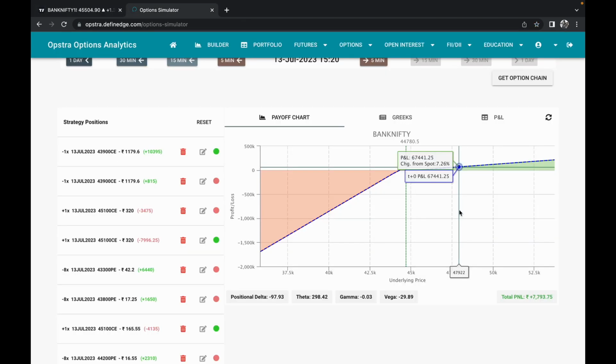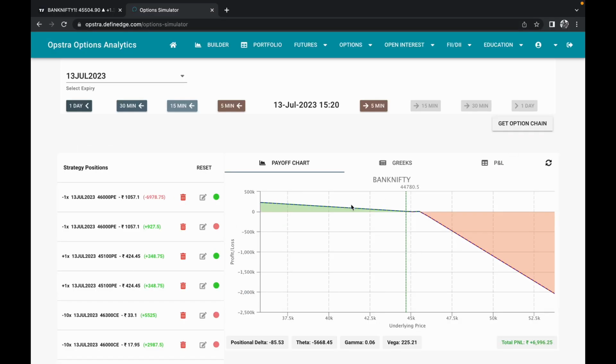I'm also going to show you, if we apply it with a bearish view, how much profit we are going to make. I'm not going to show you all the adjustments. There are the same rules and regulations for the adjustment. So let me show you quickly. As you can see, this is how our payoff chart will look if we apply this strategy with a bearish view. So we are going to make only 7,000 rupees profit.